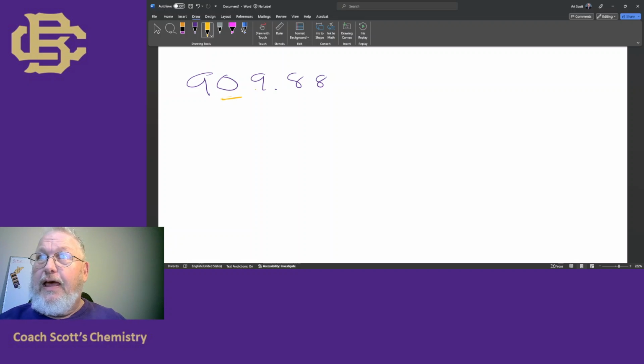Okay? And if it's at the end, let's put a zero here just for fun. If it's after a decimal and after a counting number, it's significant. If it's not after a decimal, even if it's after a counting number, it's not significant. So this would be 6 significant figures. I'm going to say SF. If you see me write SF or type SF, that stands for significant figures.